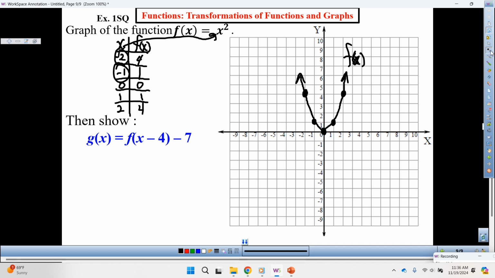All right, next. Underneath that, I want you to write in blue, g of x equals f of x minus 4 minus 7. Now, this one has everything in it. So, before I move on, before we go to graph this one, tell your neighbor, what is this one going to do? And then what is this one going to do? Talk it over to your neighbor.